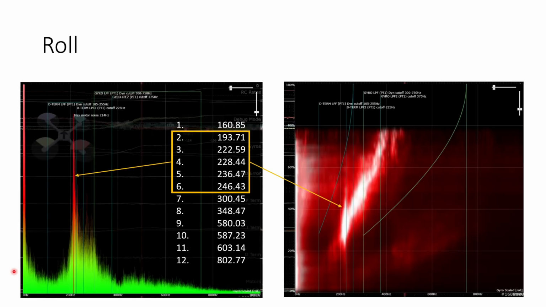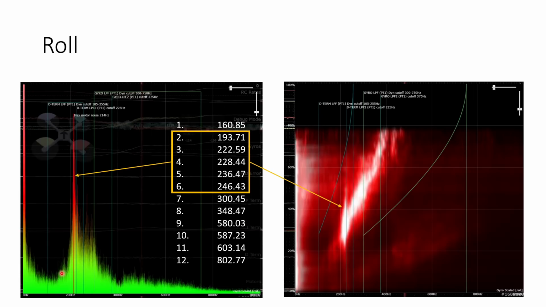If we look at the spectral graph first, we can see initially we have a big spike at very low frequencies. That's the real movement of the quad in the air, the real flight movement. Then we have a pretty quiet zone up to about 200 Hertz. And this blob here is the first motor harmonic.